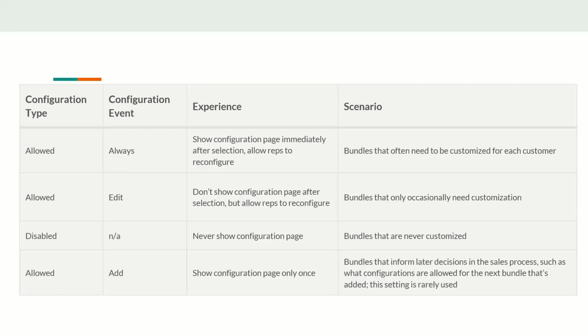If the configuration type is allowed and configuration event is add, it will show the configuration page only once. After you have clicked on next, it will just go to the code line editor, and you cannot come back to that particular configuration page and do the edit. So that's a restriction in that particular configuration of a product. So now we will just go to the org.